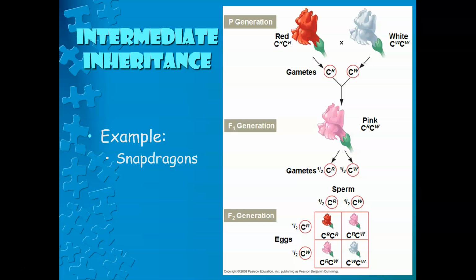The big difference, though, is that when we go from F1 to F2, here's yet again why Mendel's particulate hypothesis holds up. Because if this were true blending, my F2 generation would just be a wash of pink, and they're not. We still get that red back, we still get that white back, but now your heterozygotes look like these pinks.